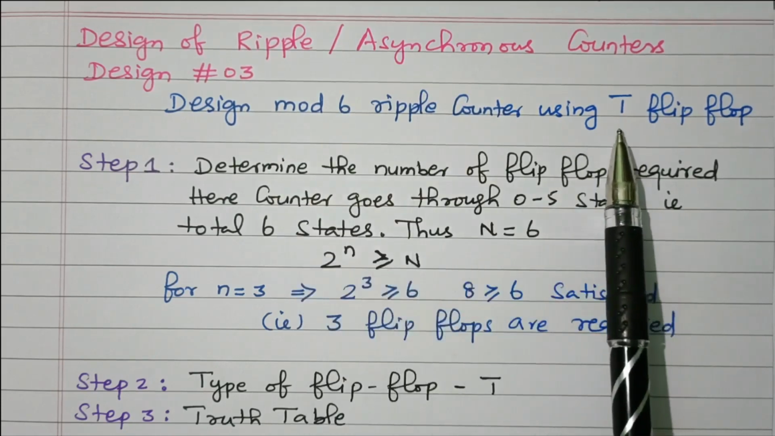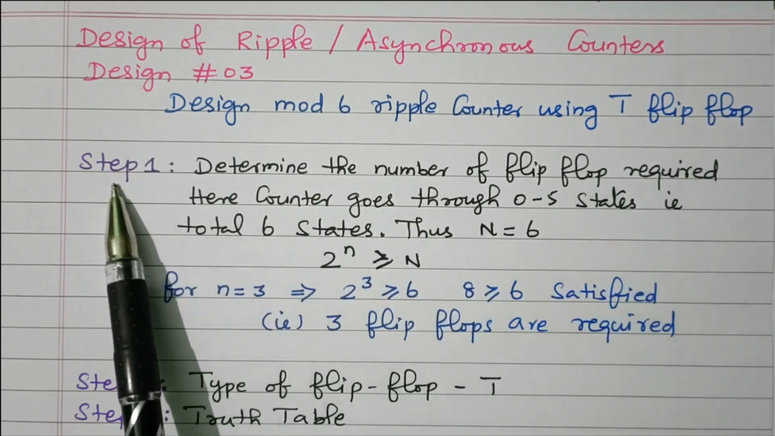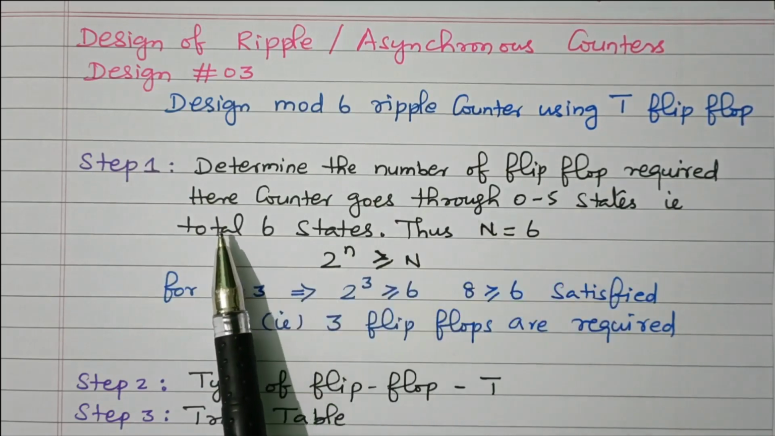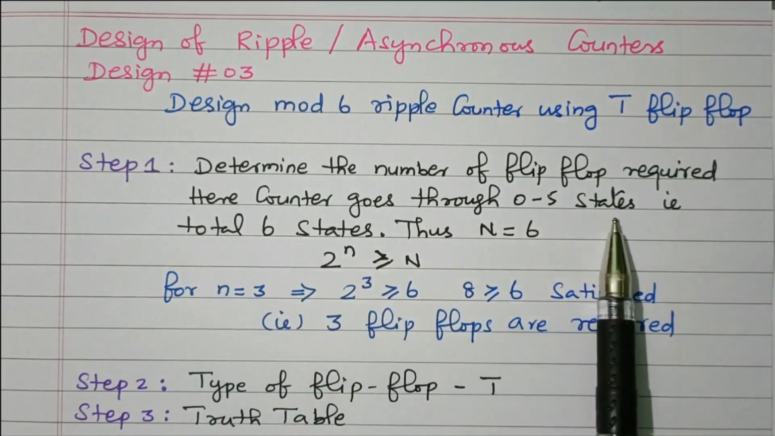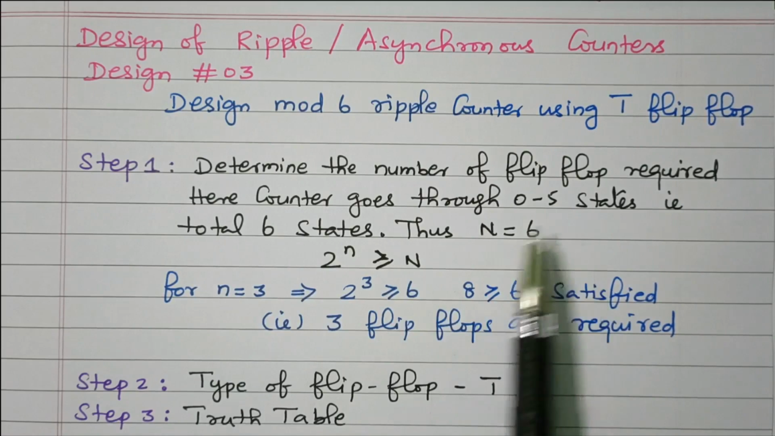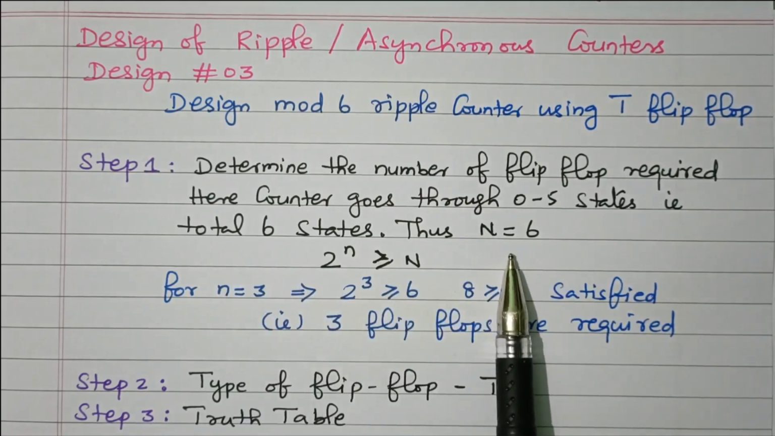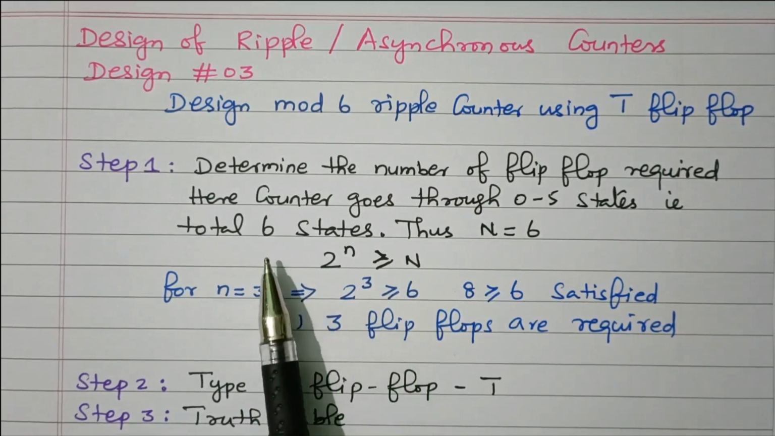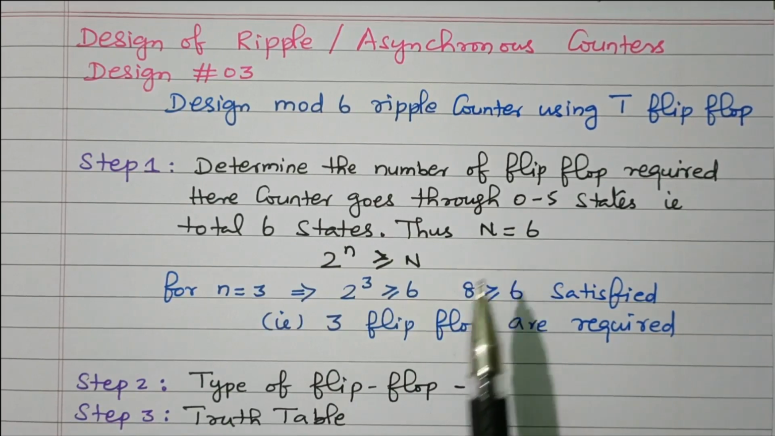So clearly here it is given that we need to use the T flip-flop. Step 1 will determine the number of flip-flops required. Here the counter goes from 0 to 5. That is, a total of 6 states are available. 0 to 5 means 6 states are available. That is, capital N equal to 6. So the number of states is capital N equal to 6.